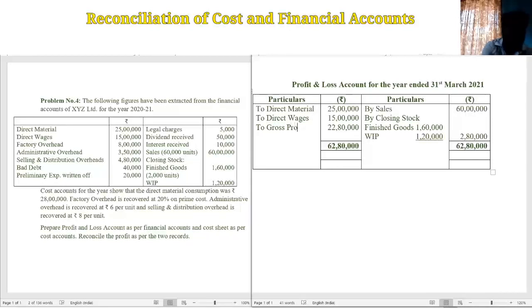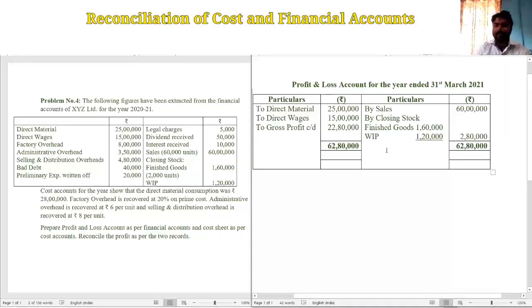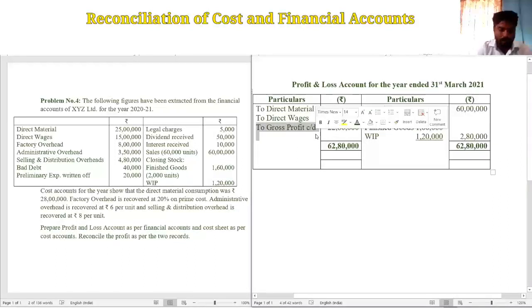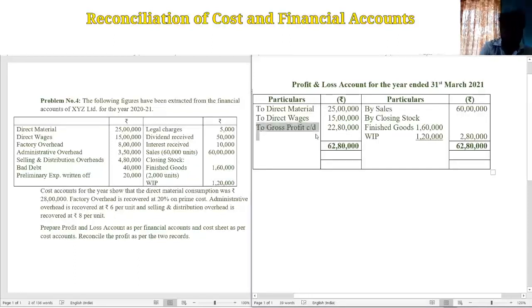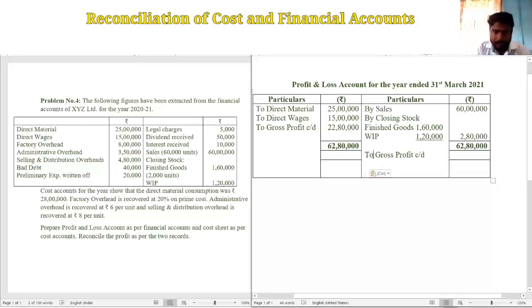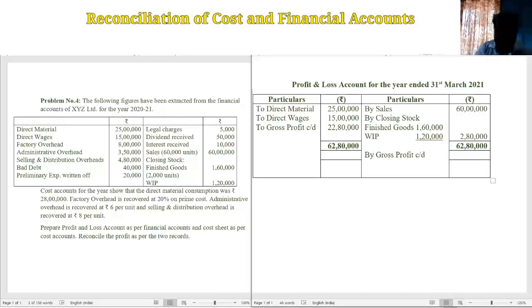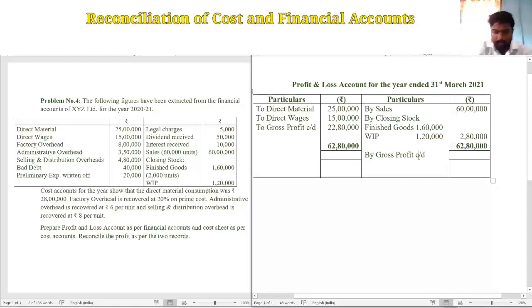To gross profit carried on. Okay, brought down that gross profit. By gross profit brought down. What's the gross profit? Gross profit is 22,80,000.